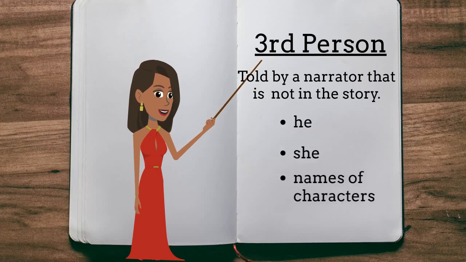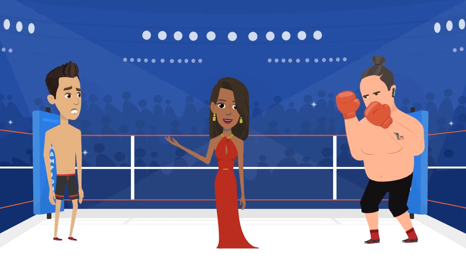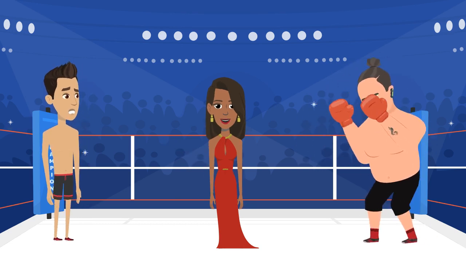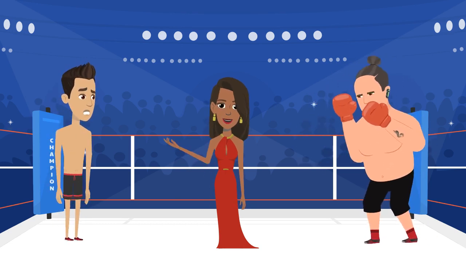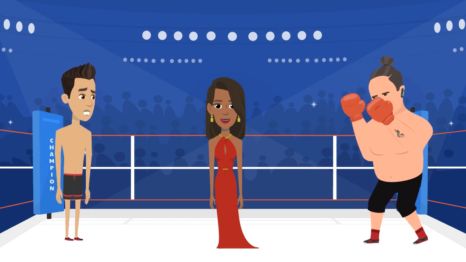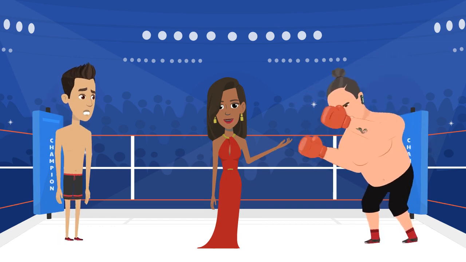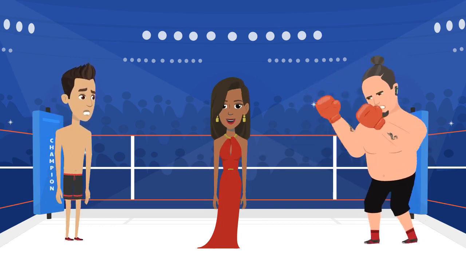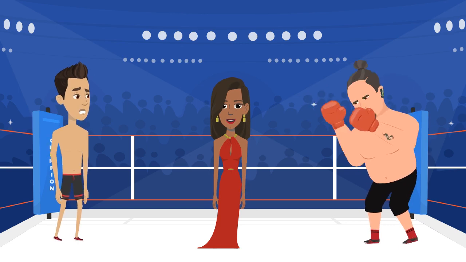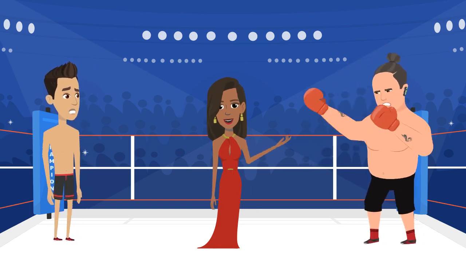When a story is being told by a narrator that is not in the story, it is being told in third-person point of view. Some keywords to look for are he, she, or the names of other characters. Now, let's take a look at some examples of point of view. The point of view is the perspective of Tommy Willis, who has decided to take up boxing as a sport. Tommy is about to participate in his first boxing match with none other than heavyweight champion Iron Man David, who has been a professional boxer for 10 years.